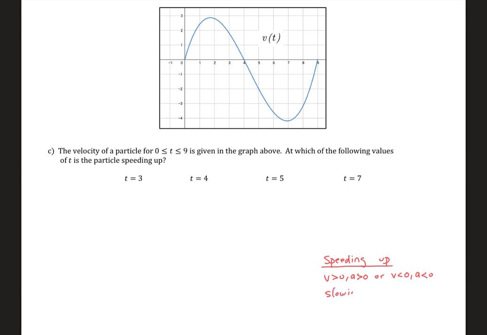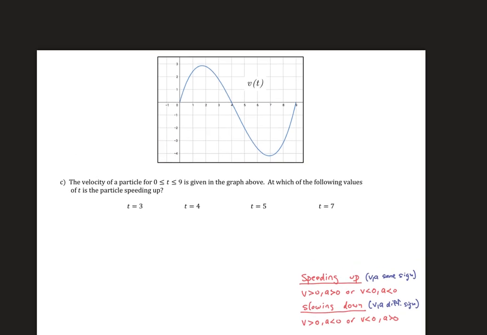Okay, if it was slowing down, either velocity is positive and acceleration is negative, or velocity is negative and acceleration is positive. So for speeding up, I would say velocity and acceleration are the same sign. And for slowing down, velocity and acceleration are different signs. Okay, so let's look at the graph now.